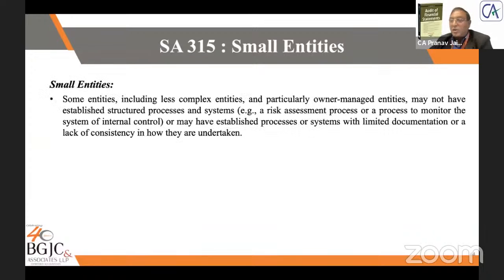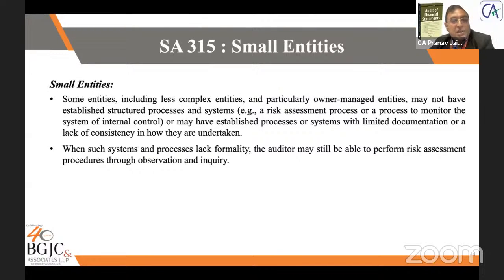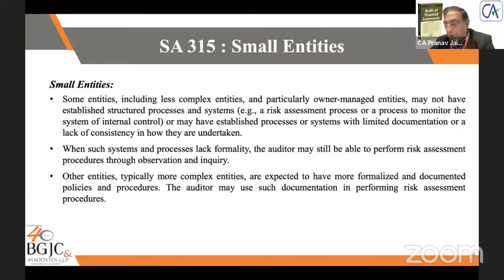Small entities, some entities, including less complex entities and particularly owner-managed entities, may not have established structures, processes, and systems. When such systems and processes lack formality, the auditor may still be able to perform risk assessment procedures through observation and inquiry. Other entities, typically more complex, are expected to have more formalized and documented policies and procedures. The auditor may use such documentation in performing risk assessment procedures.